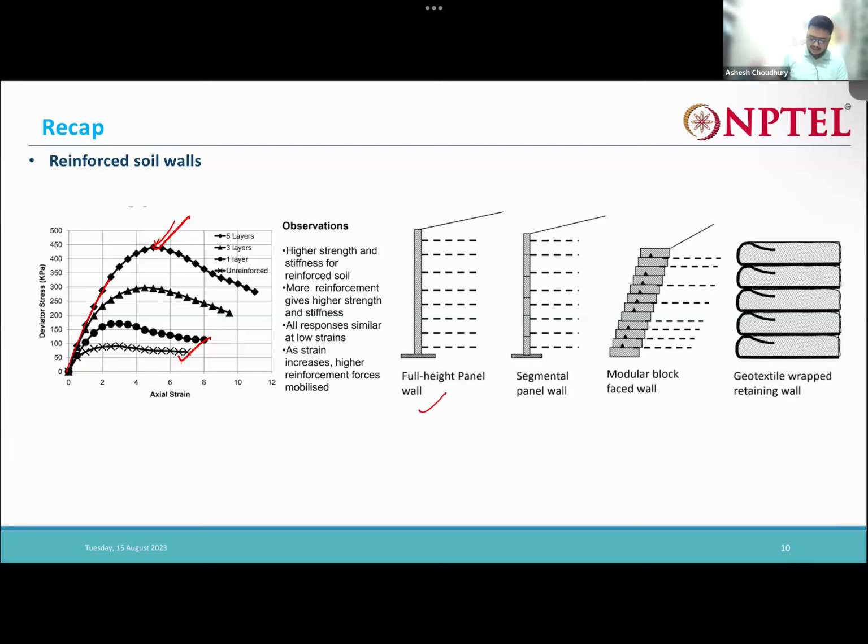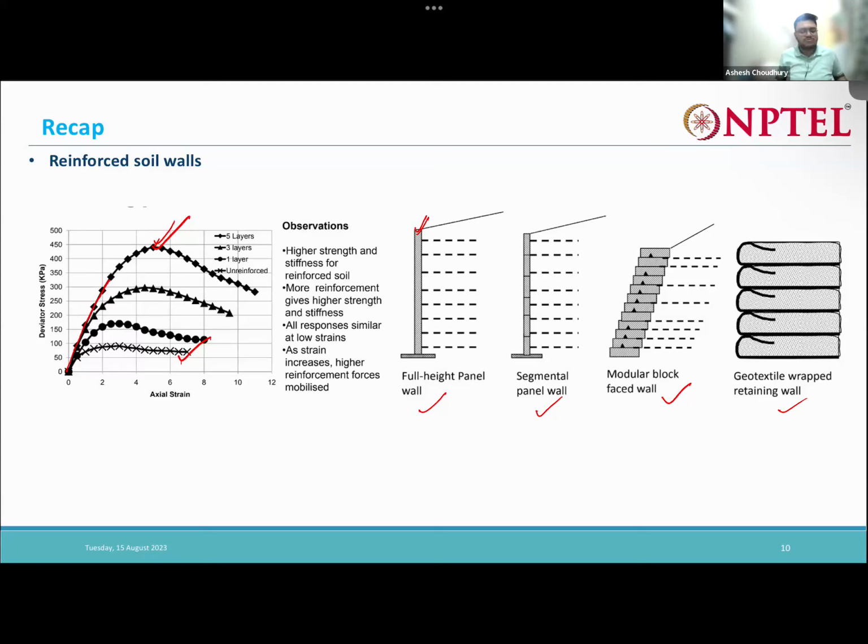Next, you can see here some types of wall facings. We have full height panel, segmented panel wall, modular blocks and geotextile wraparound. The full height panel wall means the whole panel is constructed, cast at some place, and then taken to the site as a whole unit. It is very heavy, and transportation is also quite difficult in that case, right? The main disadvantage is that it is one unit, so it doesn't allow any movement. It is a very stiff structure.